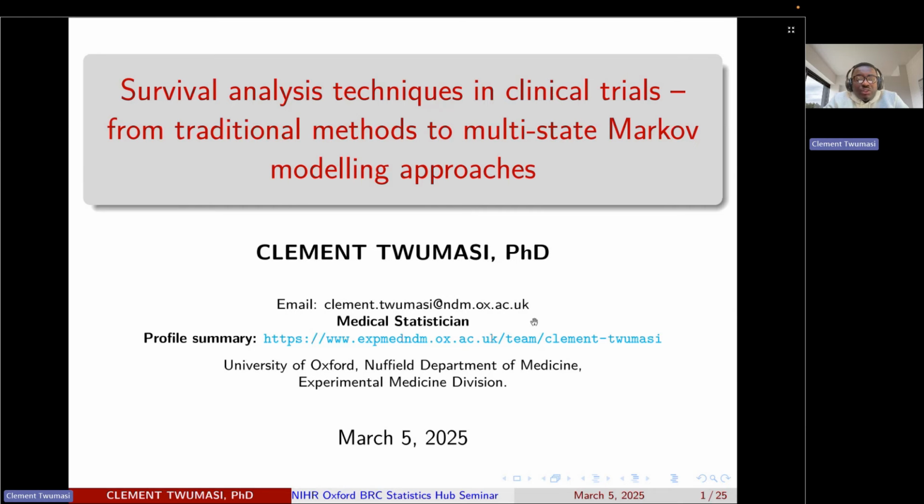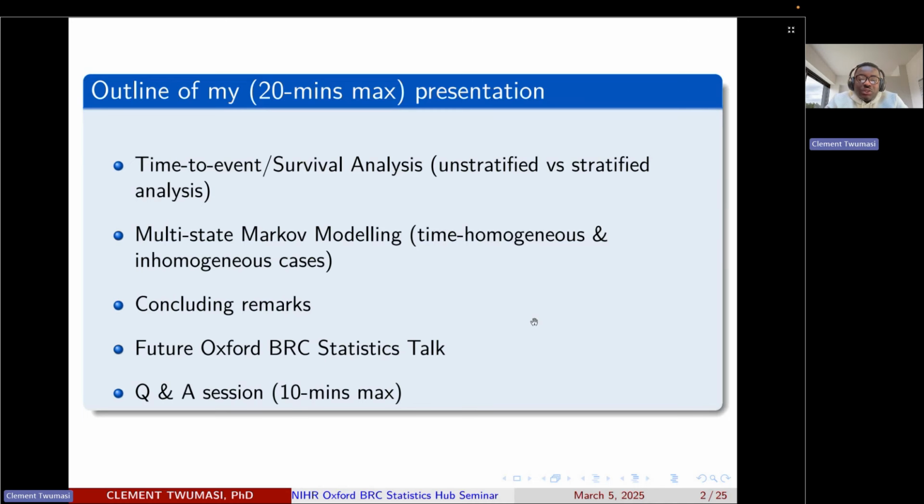Today, I'll be giving a brief talk entitled Survival Analysis Techniques in Clinical Trials. We'll be moving from more traditional methods to more generalized versions known as multi-state Markov models. My talk will be very brief. So in view of that, I'll be giving top-level summaries of the underlying survival techniques.